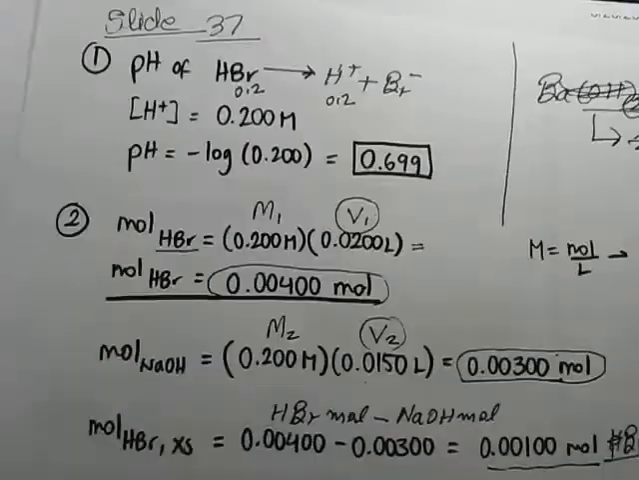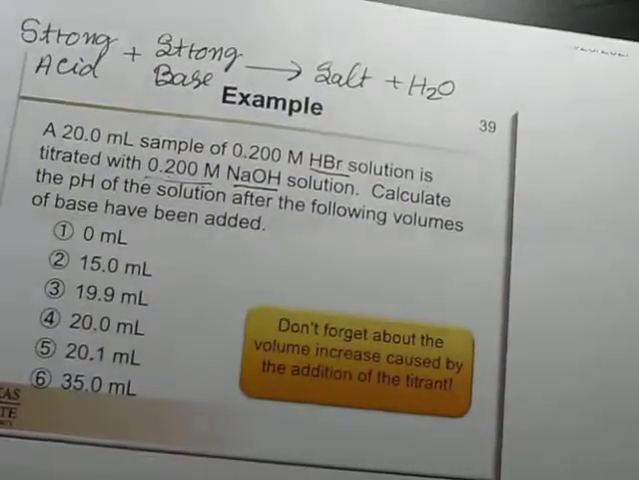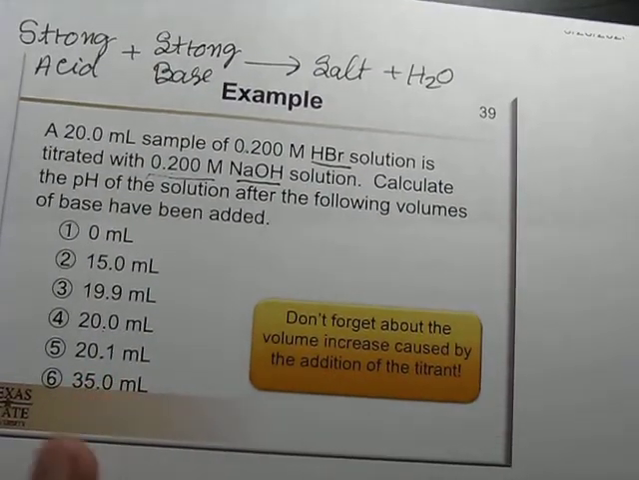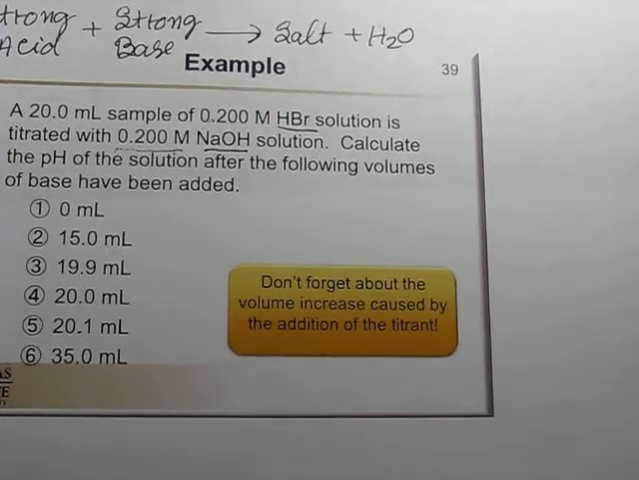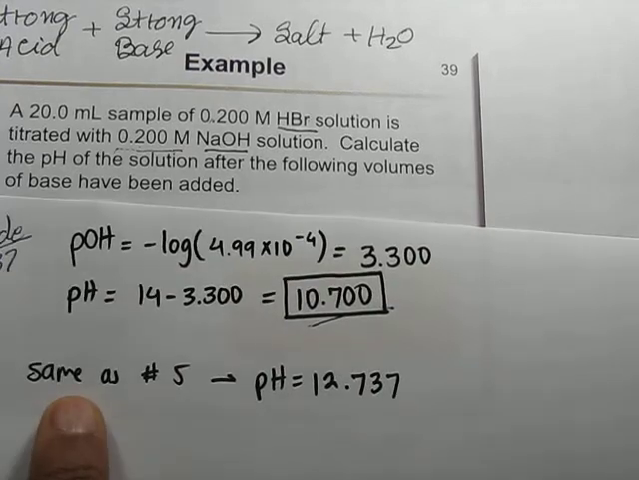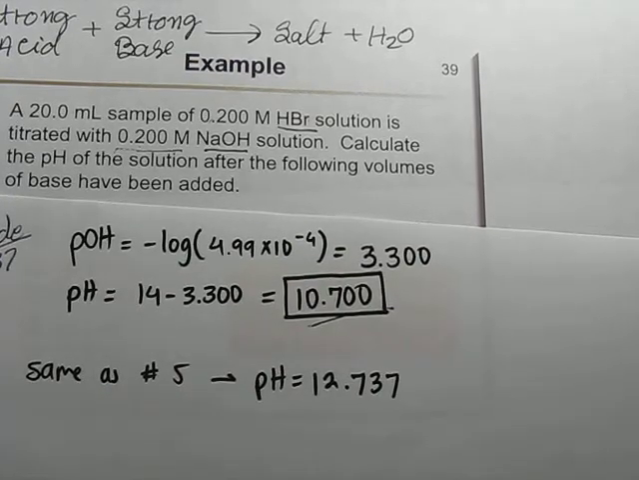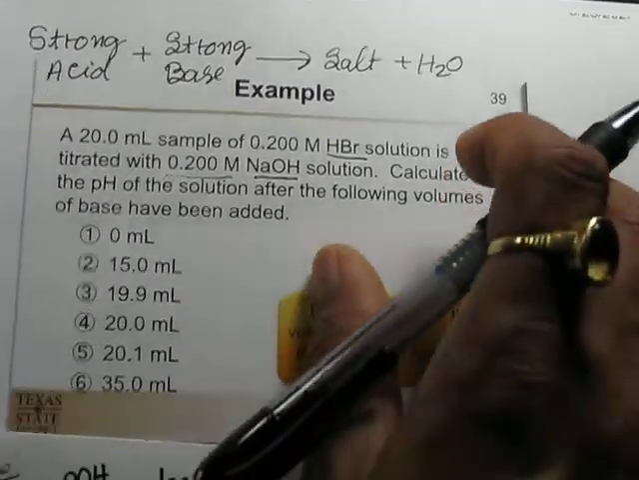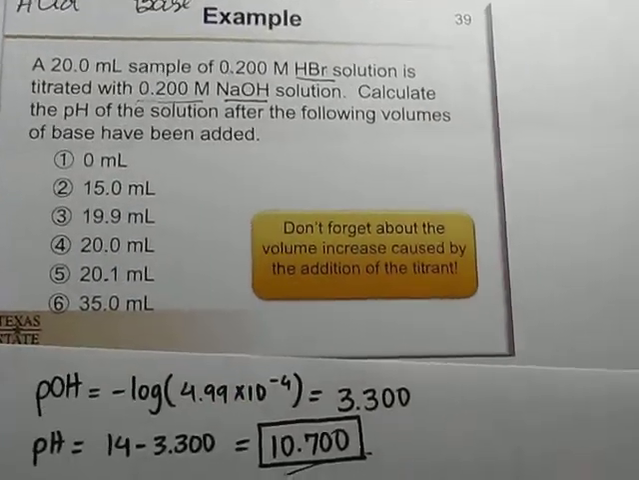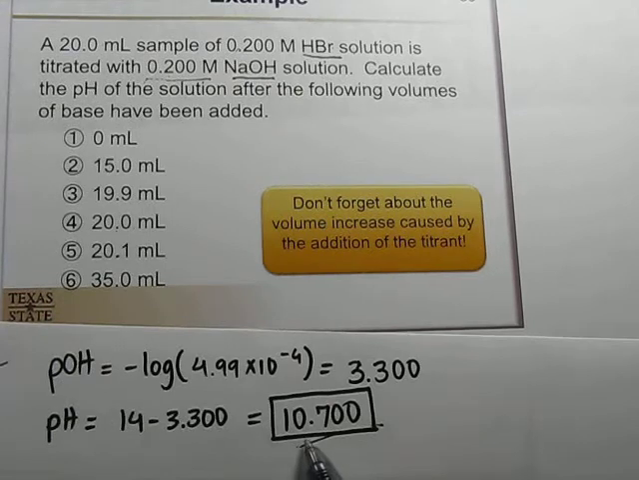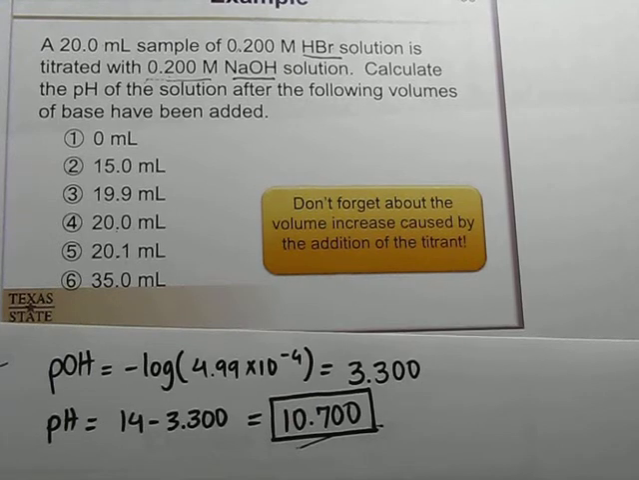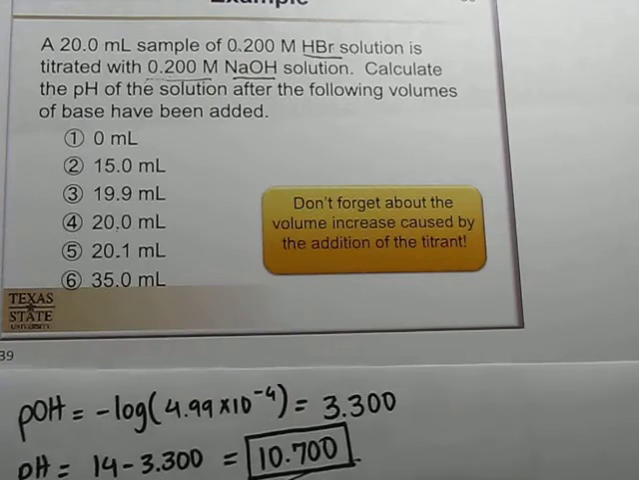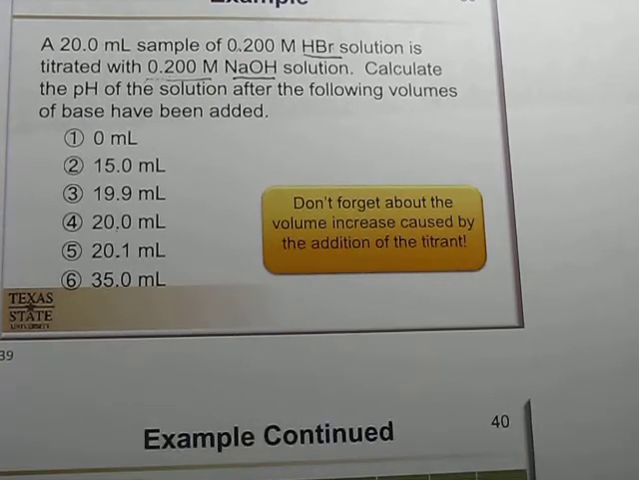Then we added 20.1 ml of NaOH, and the last is the 35 ml of NaOH. For this we have to do exactly the same as we did for 20.1 ml, and the pH will become 10.7. So you can see the pH is increasing continuously from acidic to basic conditions. So this is the way we can solve this titration problem.